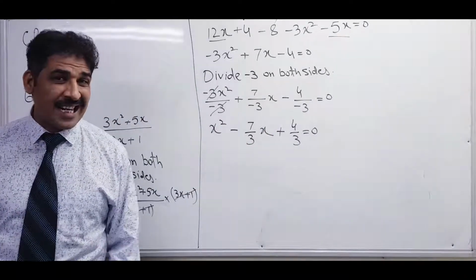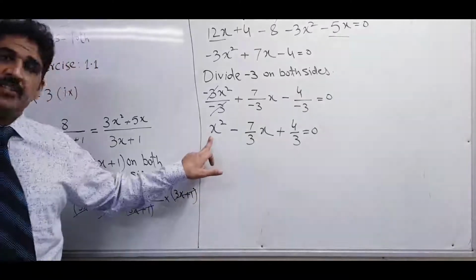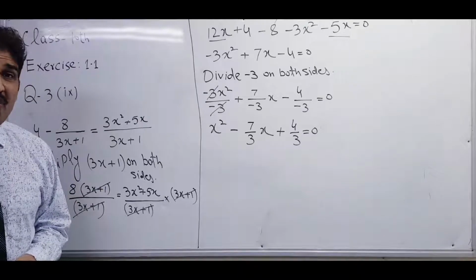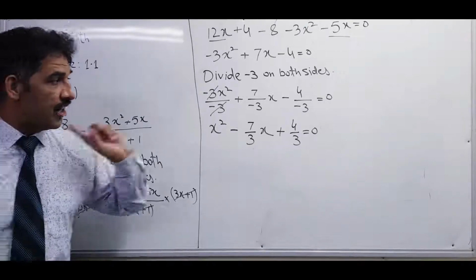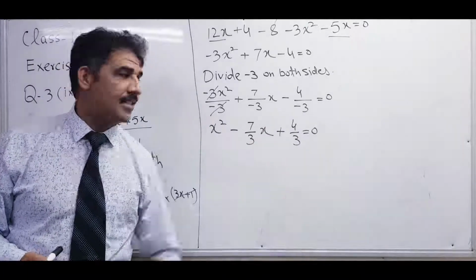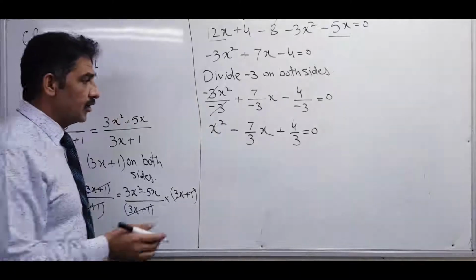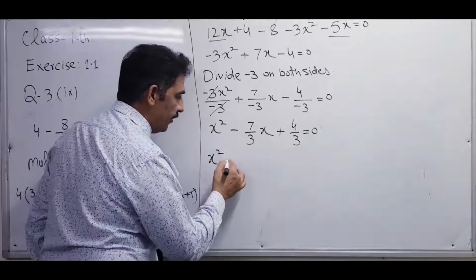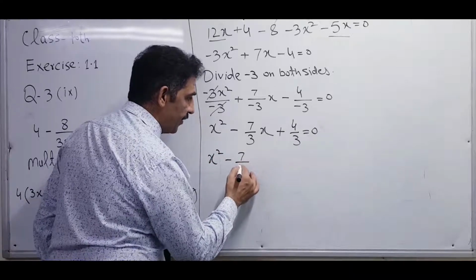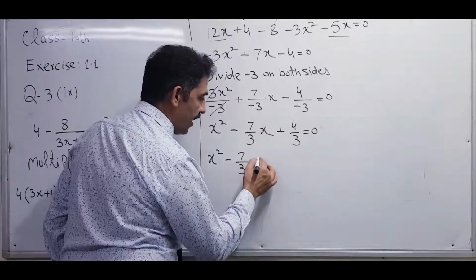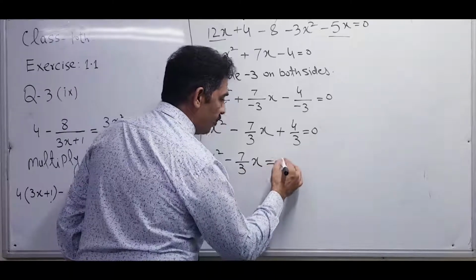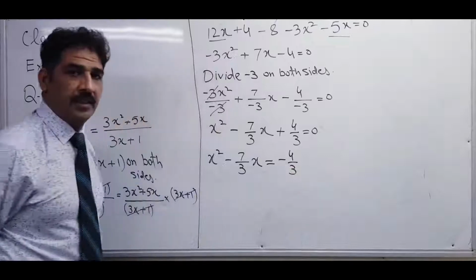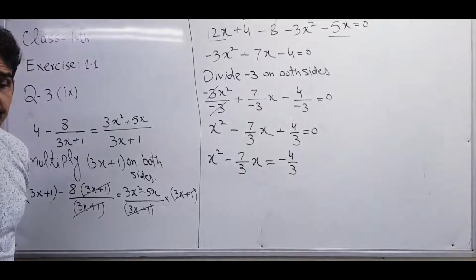Now what is the second step? Because the coefficient of x square is now 1, then you have to apply the second step. So what is the second step? Shift the constant term to the other side. Good. So when shifting the constant term to the other side, x square minus 7 over 3x is equal to minus 4 over 3. Second step finished.